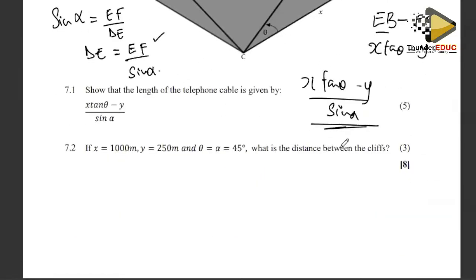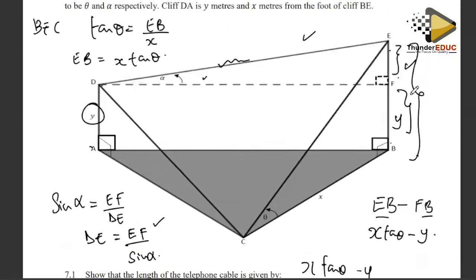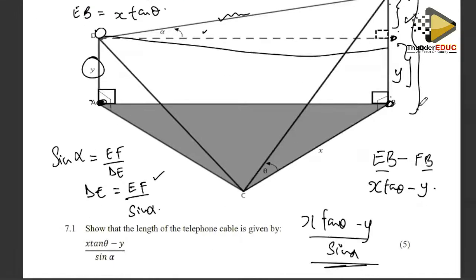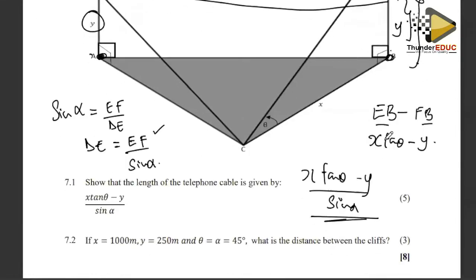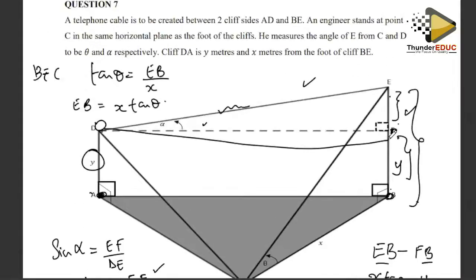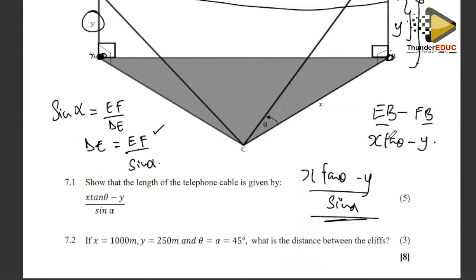Then if X is that, Y is that, and theta alpha 45, what's the distance between the cliffs? So we can use... because they want the distance AB. Is that true? No, not AB. Yeah, it's the same as AB because they are focusing on DF, this distance. But we already have our DF. Is there anything that combines DF here? No, we didn't look at it, but it's fine. Let's do the substitution and find DF.